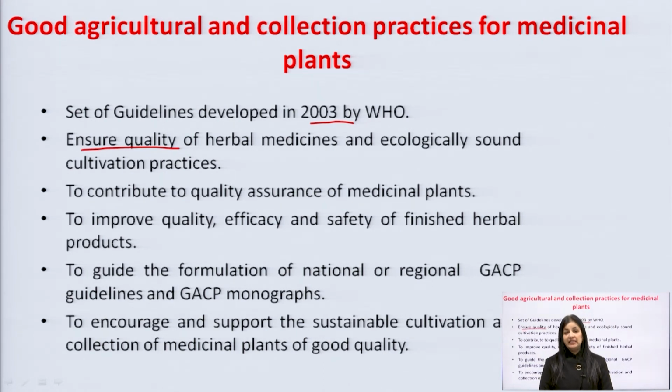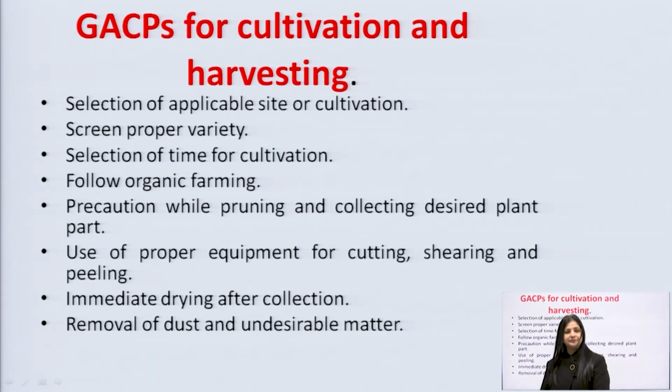This is basically given to contribute to the quality assurance of medicinal plants, to improve the quality, safety and efficacy of the finished herbal products, to guide the formulation of national or regional practices and monographs, and to encourage the support and sustainable cultivation and collection of medicinal plants of good quality. These agriculture and collection practices must be followed, and these include selection of an applicable site for cultivation.